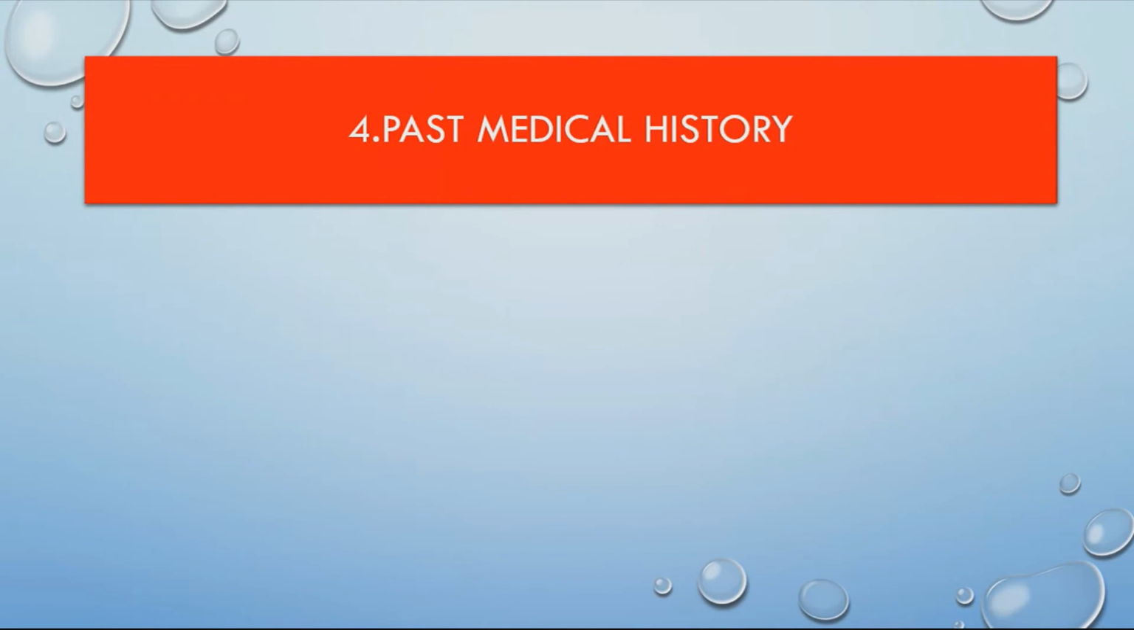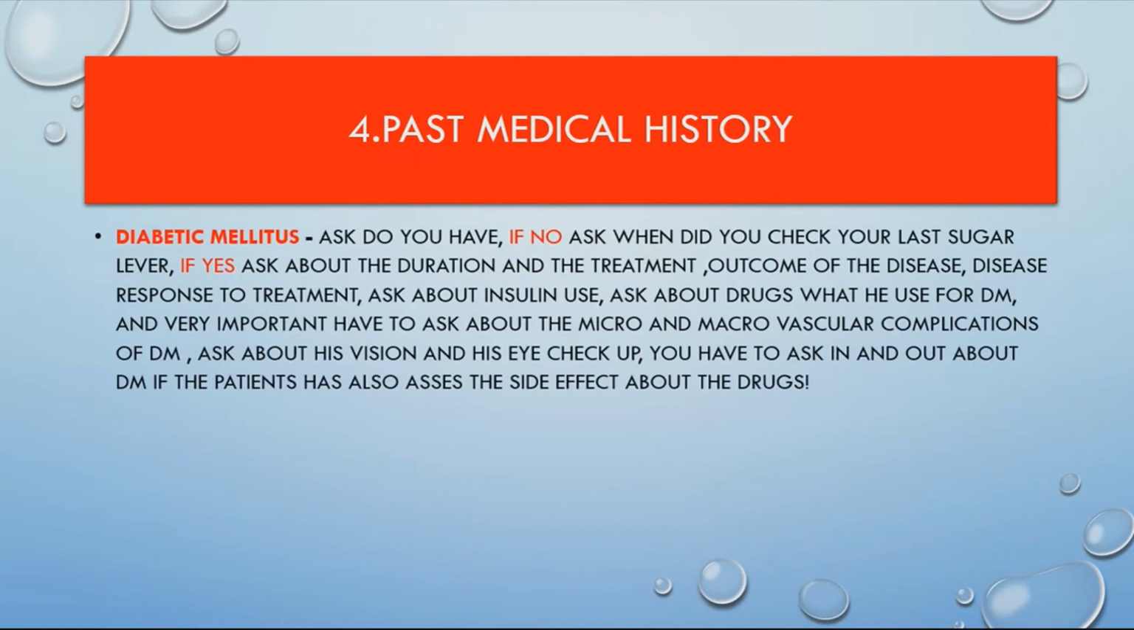The next one is past medical history. Here we have to ask about some diseases such as diabetes mellitus, hypertension, ischemic heart disease, epilepsy, bronchial asthma. These are the common diseases the patient might have experienced. But if the patient has diabetes mellitus or hypertension, we have to ask more detail about those diseases because they are so common.